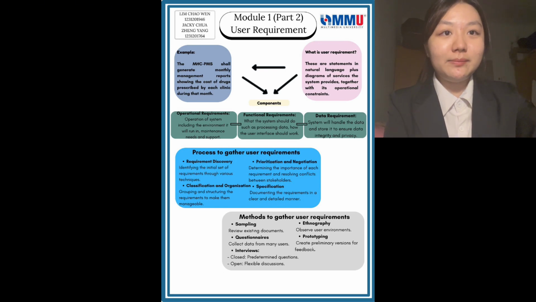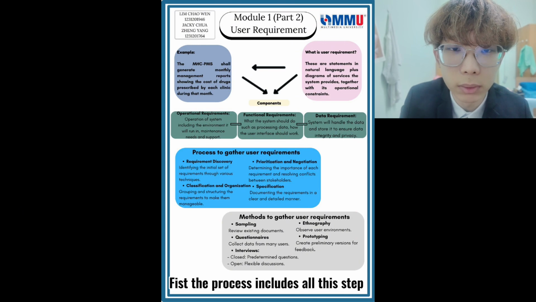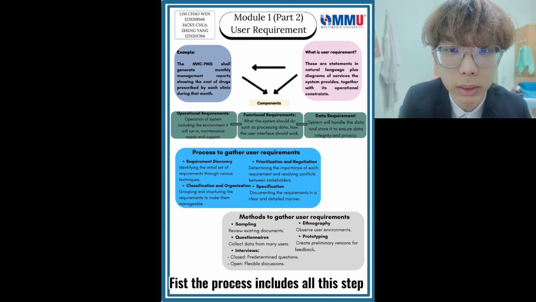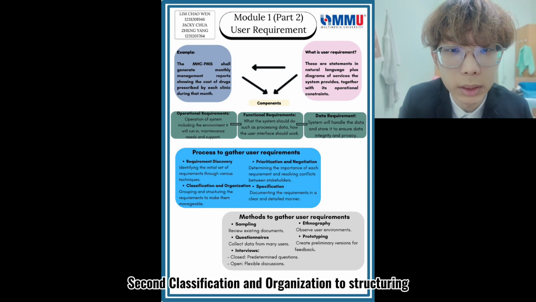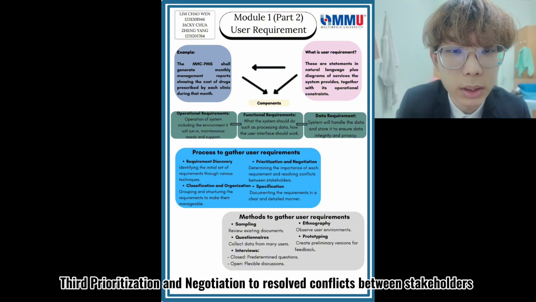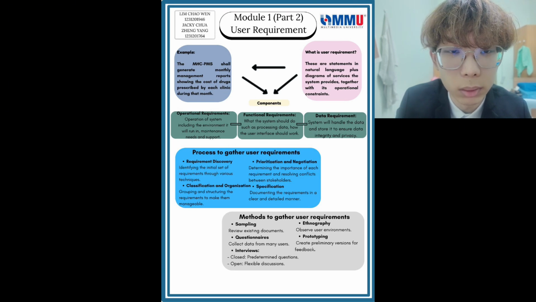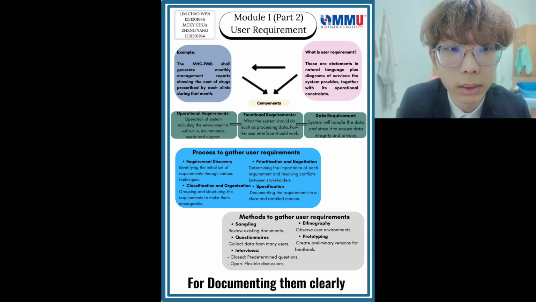Thank you. So, the process and methods together with user requirement. First, the process includes 4 key steps. First, requirement discovery to identify requirements. Second, classification and organization to structure them. Third, prioritization and negotiation to resolve conflicts among stakeholders. The last one, specification for documenting them clearly.